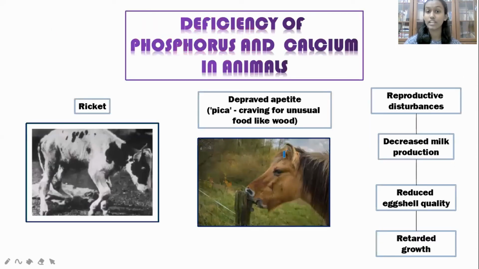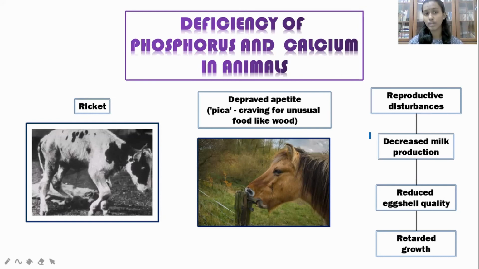So what will happen if there is a deficiency in these two important nutrients? We can observe rickets, that means bone disorders happening among farm animals such as cows, and also depraved appetite, that means craving for unusual food like wood. Usually they won't eat this kind of food, but when there is a deficiency, this pica habit may develop among the farm animals, along with other problems, for example reproductive disturbances, reduced milk production, reduced eggshell quality, and also retarded growth among the farm animals.